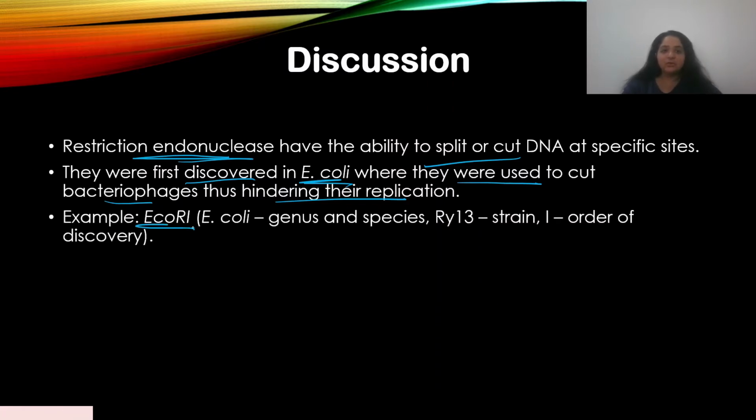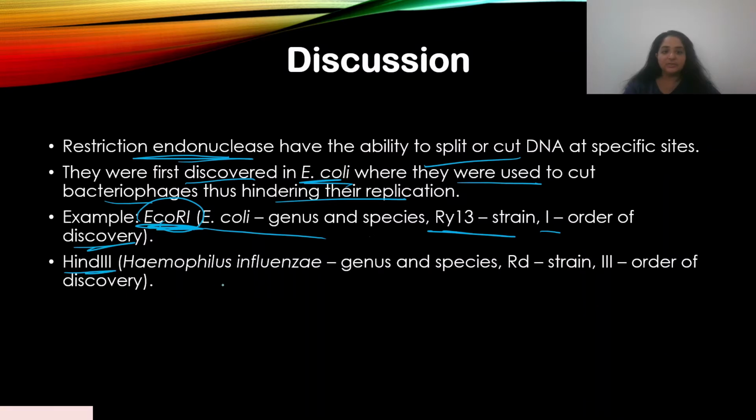For example, EcoR1. They are named based on the genus and species. Then R is actually RY13, which is a strain, I'm sorry, and 1 is the order of discovery. Then there is Hind3. Haemophilus influenzae is the genus and species, Rd is the strain, and 3 is the order of discovery. Like that there are various restriction enzymes that have been isolated and found to cut at specific sites on the DNA fragment.